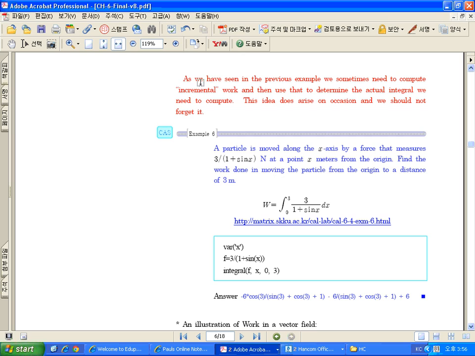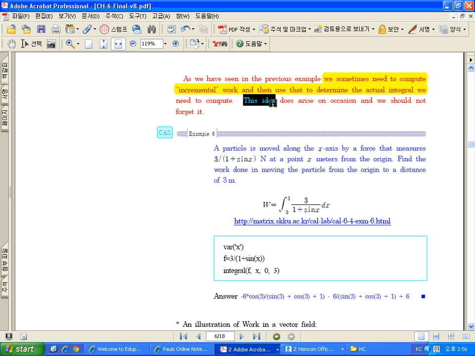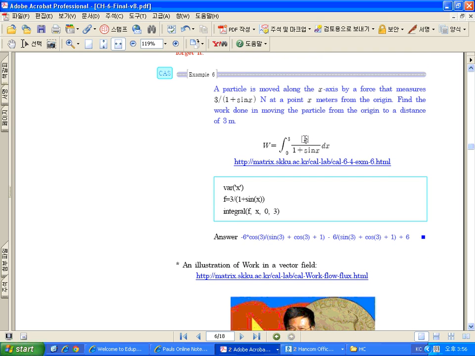Okay, anyway, as we have seen in the previous example, we sometimes need to compute incremental work and then use that to determine the actual integral we need to compute. This idea does arise on occasion, and we should not forget it. So that's the technique that you may have to use. But once you get a formula, the computation is not difficult.